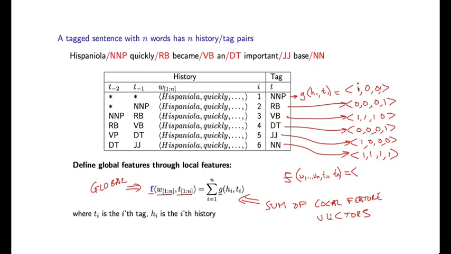So in the first position, I'd sum 1, 2, 3, 4. I have 4 here. Second position, I have 2. The third position, I have 1, 2. In the final position, I have 1, 2, 3, 4. So the global feature vector is formed through a sum of these local feature vectors.